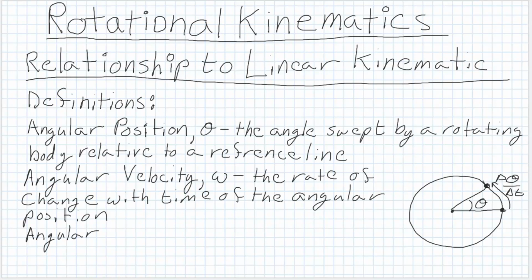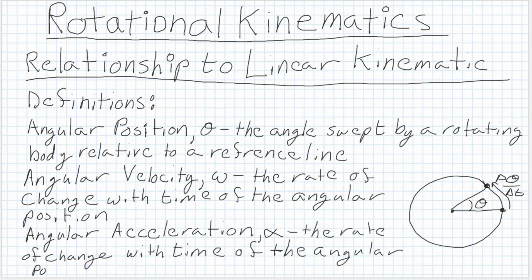The last term we need to define is angular acceleration, which we'll show with the Greek letter alpha. Angular acceleration is the rate of change with time of the angular velocity. So it's the change in omega, or angular velocity, over the change in time. That's equal to alpha, or angular acceleration.